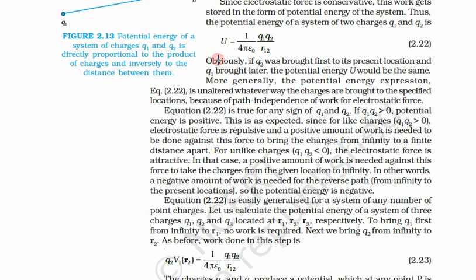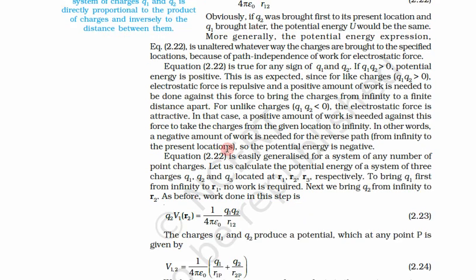Hence the potential energy of a system of two charges is 1 upon 4 pi epsilon naught Q1 Q2 upon R12, the distance between them.